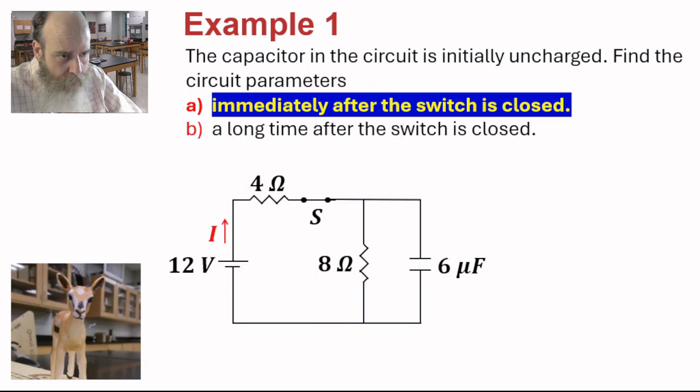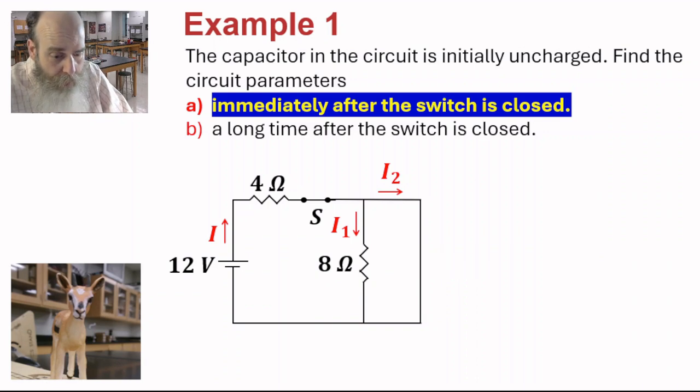We close the switch. A current I starts to flow through the battery. At this junction, it splits up into two parts. There's a current I1 through the 8 ohm resistor and a current I2 through the capacitor. Now we know, as we just saw, immediately after the switch is closed, we can replace the capacitor with a short circuit, like this. And this short circuit has 0 resistance, as shown here.